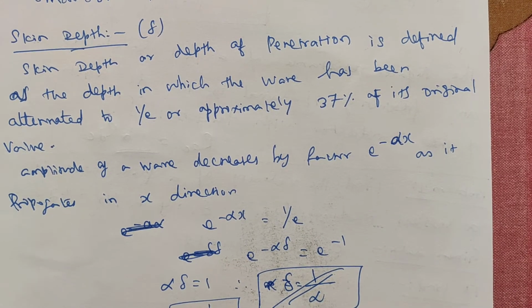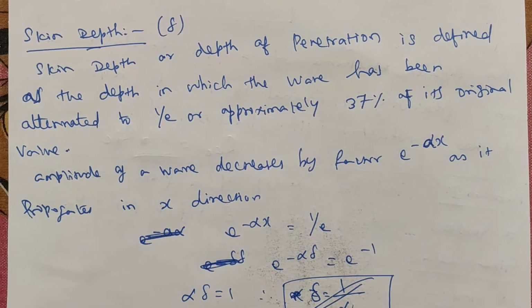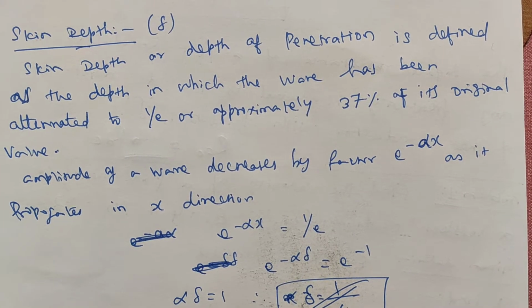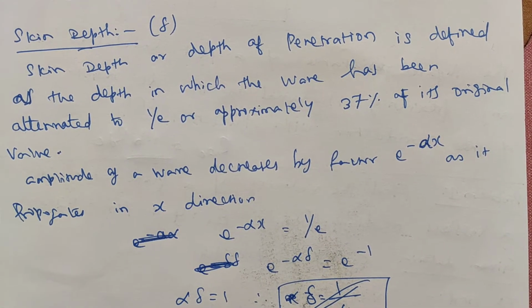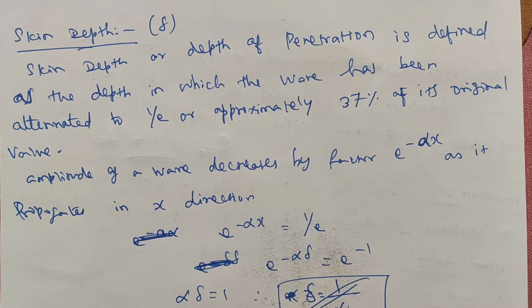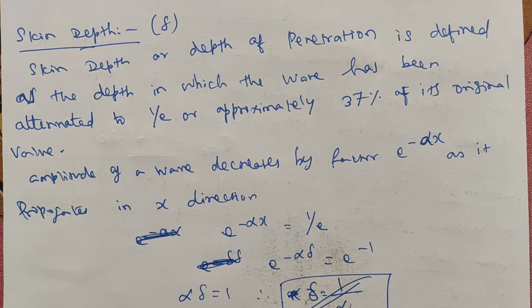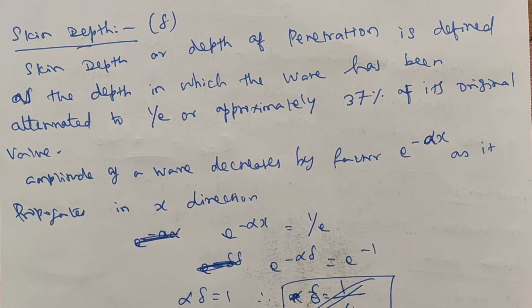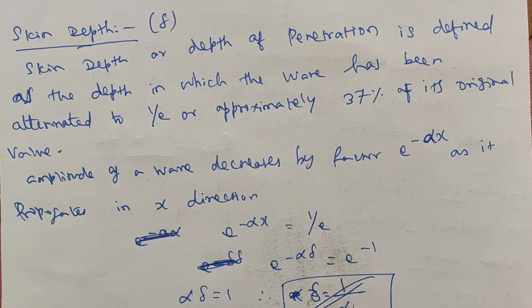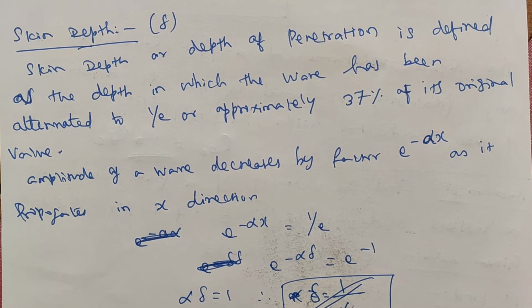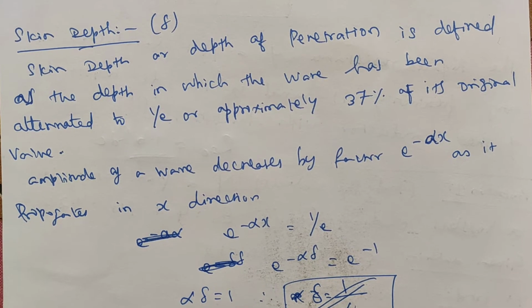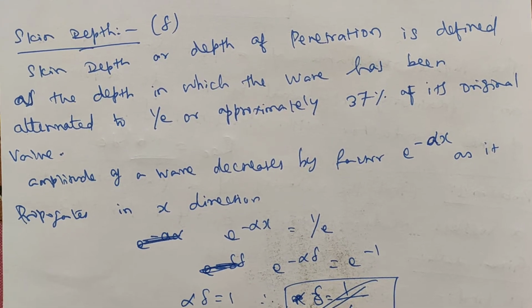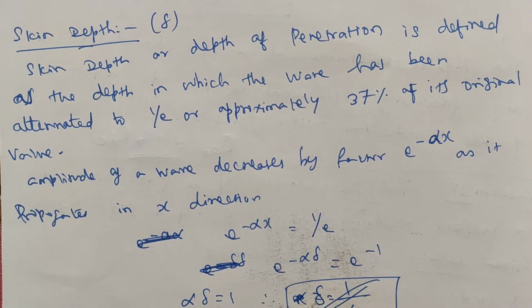In the previous video we have seen about skin effect. Now we will see what is skin depth. The definition for skin depth, which is also called depth of penetration, is defined as the depth in which the wave has been attenuated to 1/e, or approximately 37% of its original value.